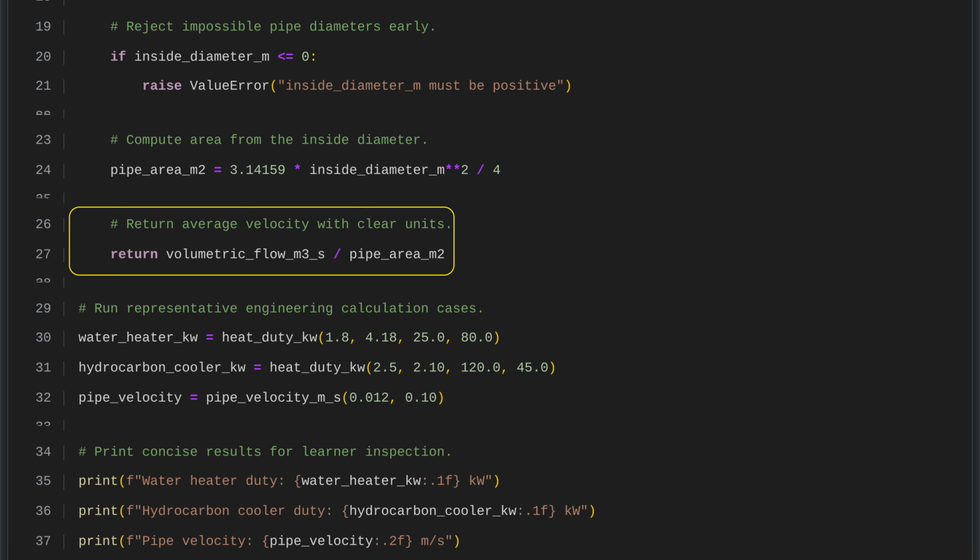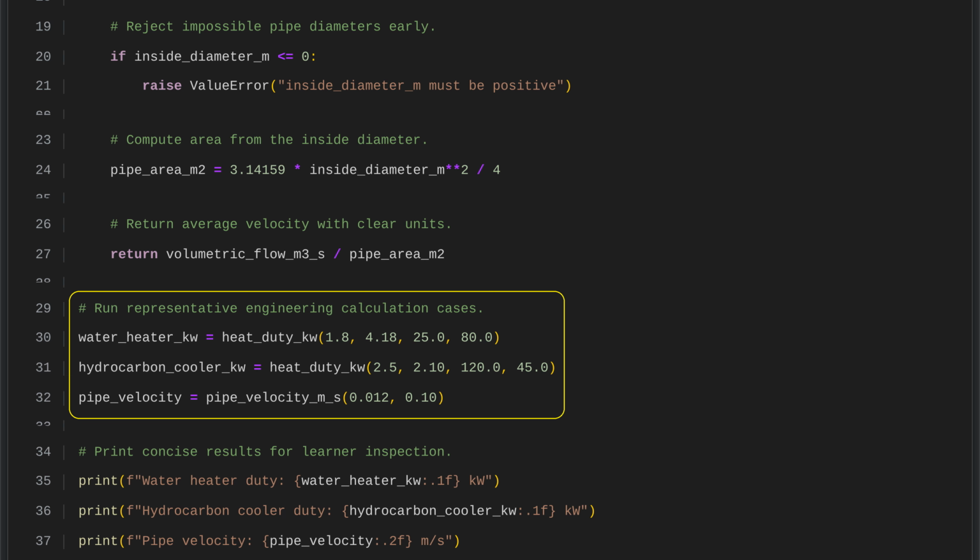The function calculates the fluid's average velocity in a pipe by dividing the volumetric flow rate by the pipe's cross-sectional area. With flow rate in cubic meters per second and area in square meters, the result is velocity in meters per second. The calculations estimate heat transfer rates and pipe flow velocity.